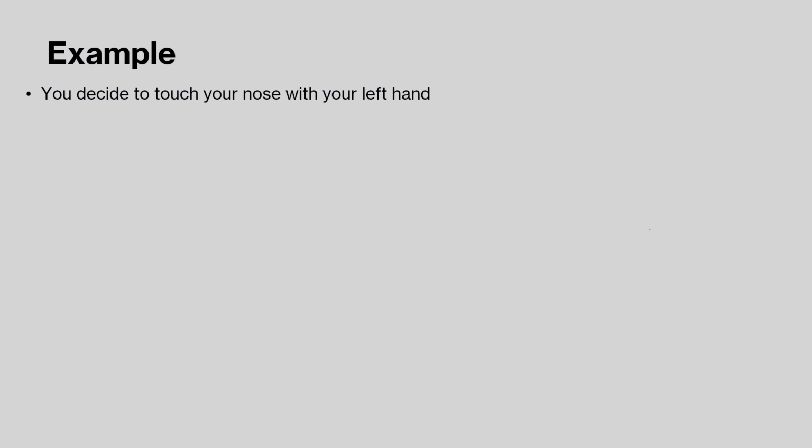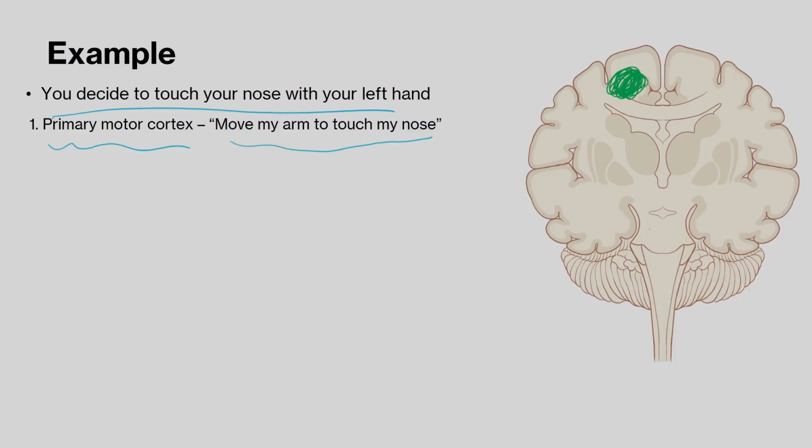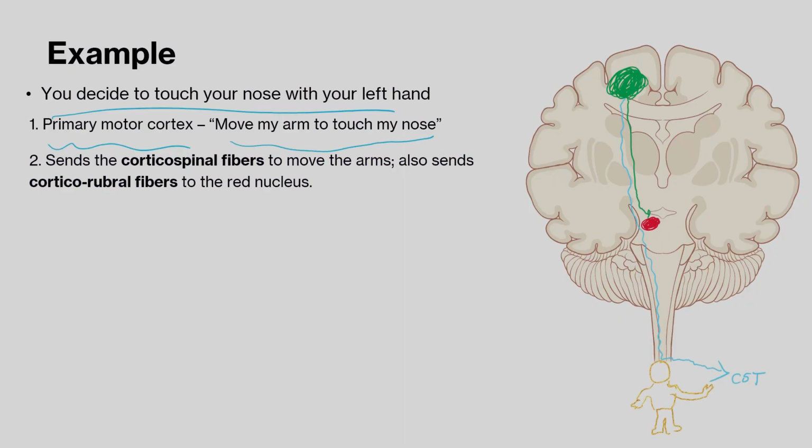Now I know the thing that I just talked about is pretty complex to understand, so let's try to understand this with an example. For example, you decide to touch your nose with your left hand. Now how does this movement occur? So first, the primary motor cortex over here sends a signal, move my arm to touch my nose, to the other center. So basically the corticospinal fibers originating from the primary motor cortex descend downwards, decussate in the medulla, and go to the other side and try to move the left upper arm.